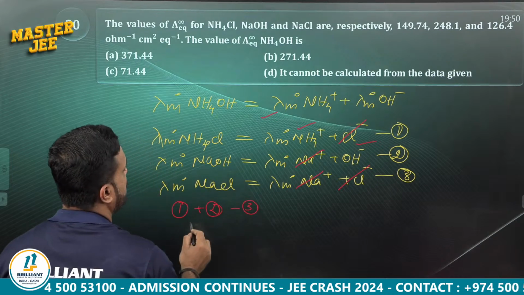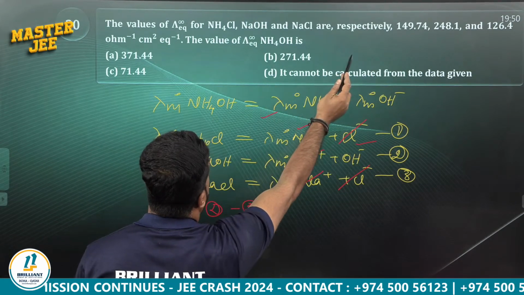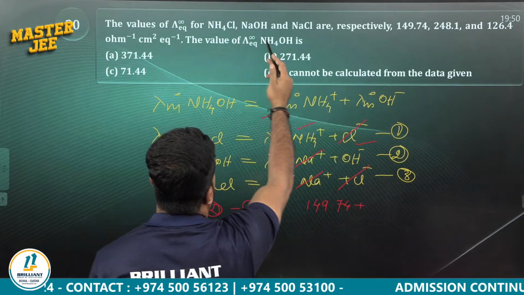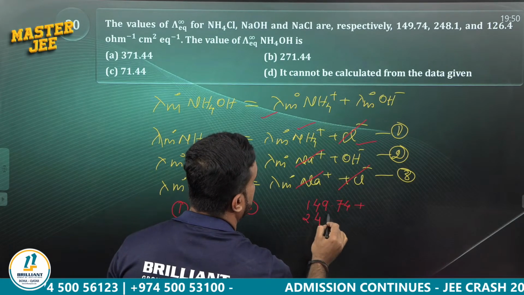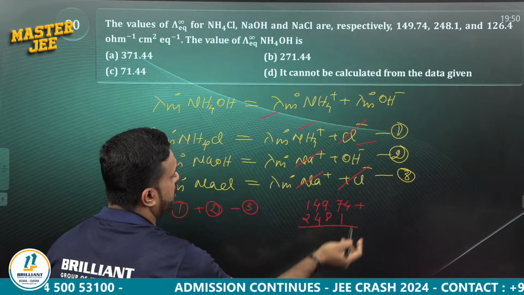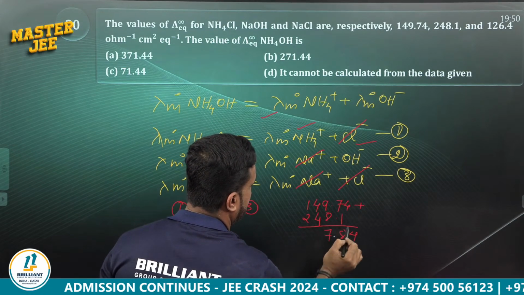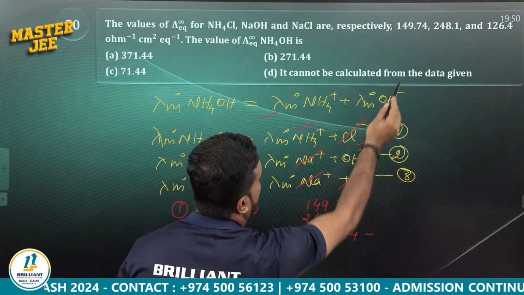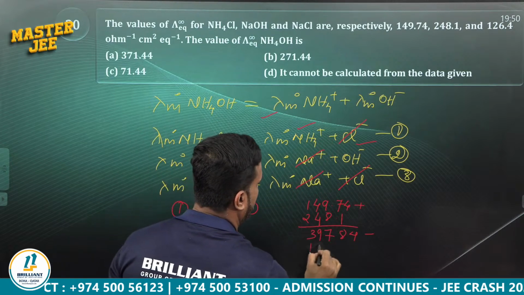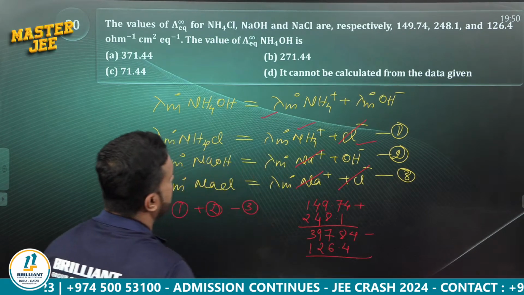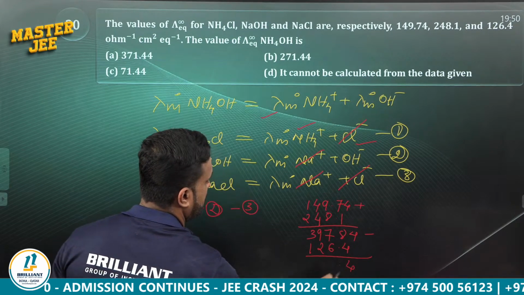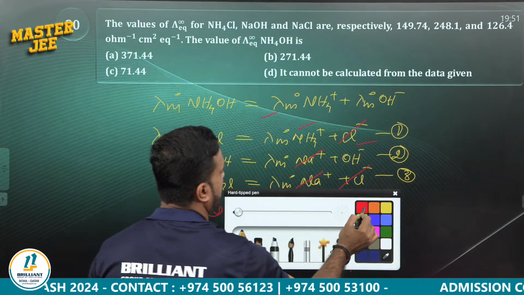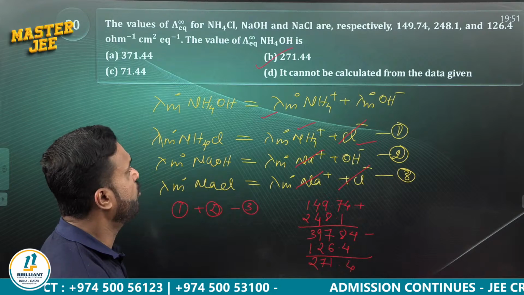So what is equation number 1? That means the NH4Cl value, which is 149.74, plus the NaOH value, which is 248.1. Then you have to subtract equation 3, which is 126.4. When you add and subtract these, the correct answer is 271.44. So the answer is B, 271.44.